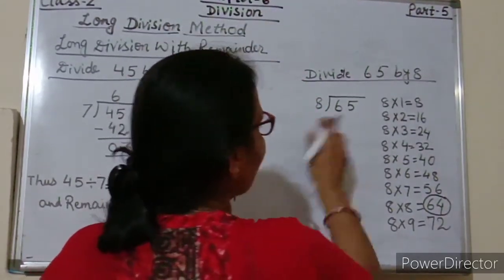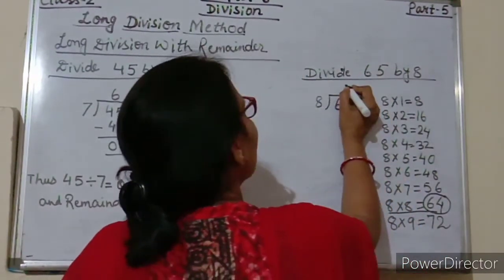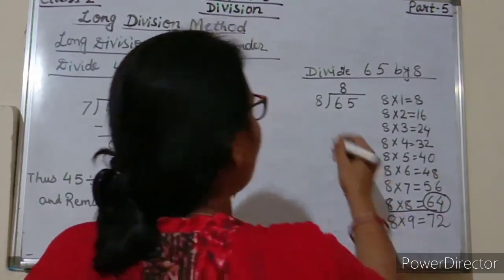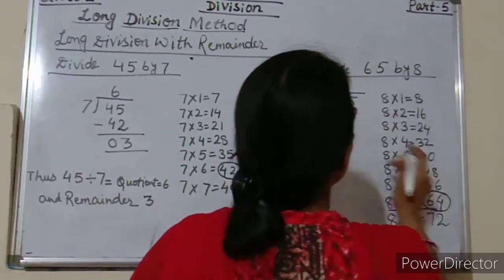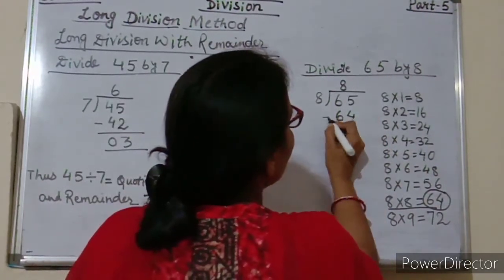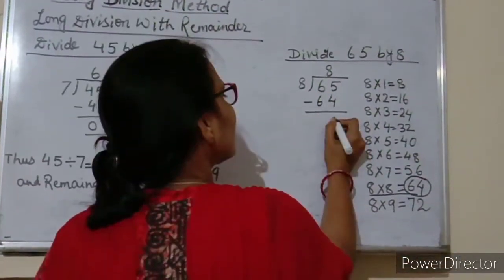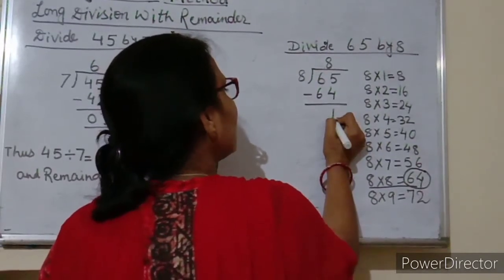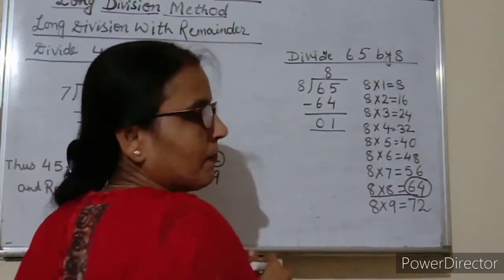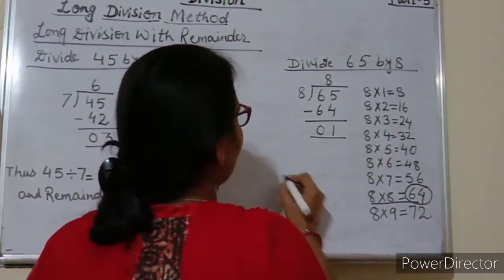So see what we will write as a quotient. Yes, 8 eights are 64. So 8 we will write here on the top as a quotient. And what we will write below the dividend? Yes, we will write 64 below the dividend. And now what we will do? Yes, we will subtract 64 from 65. So students, 5 minus 4 is equal to, yes, 1. And 6 minus 6, 0. So this is the remaining number. 1 is the remaining number. 65 minus 64 is equal to 1.